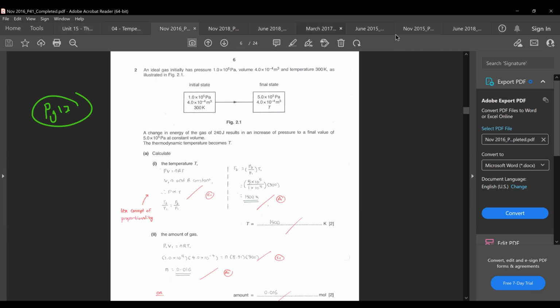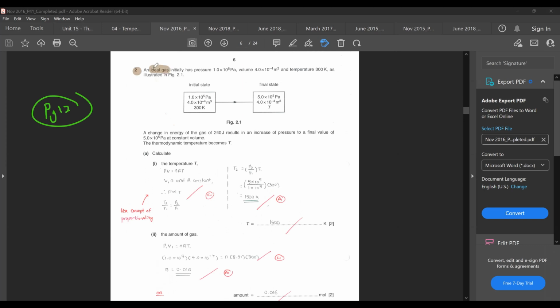I haven't taught you ideal gas, but I think you would have gone through this in your chemistry if you're taking chemistry. So in your current question here, you have an ideal gas that is initially at a pressure of 1 times 10 power 5 Pascal, volume of 4 times 10 power minus 4 meter cube, and a temperature of 300 Kelvin as illustrated in the figure below.